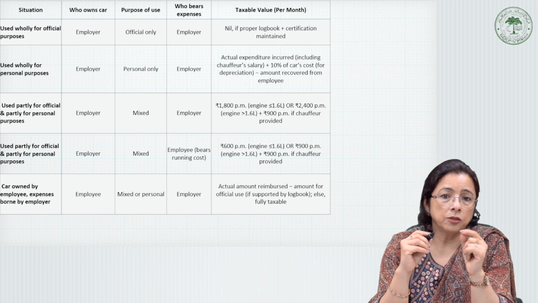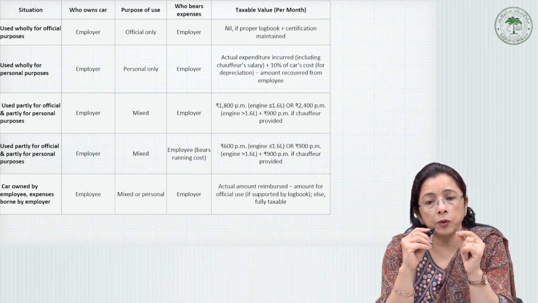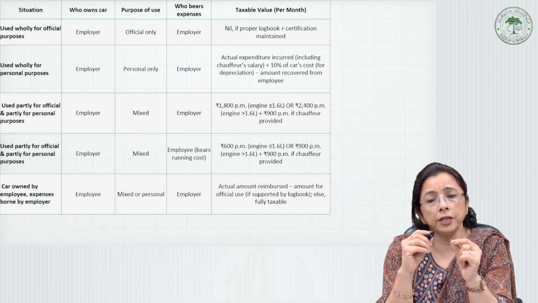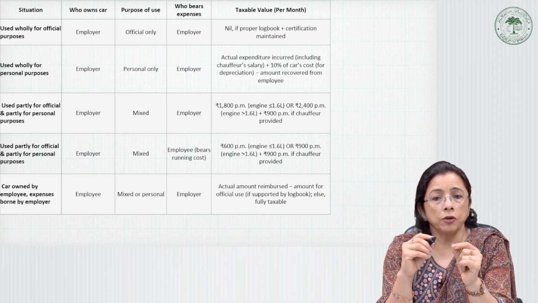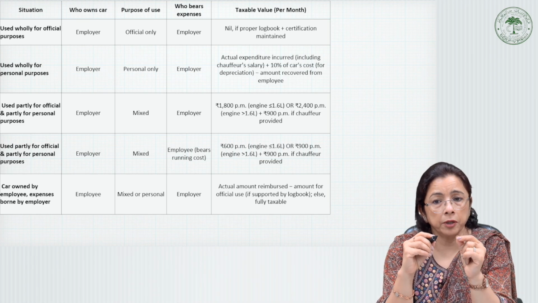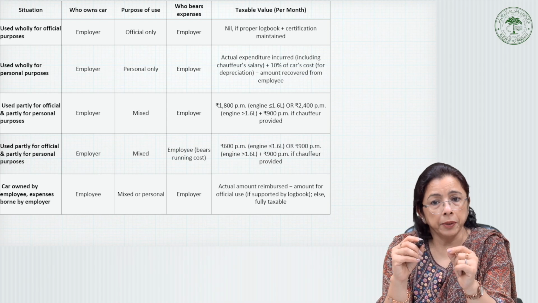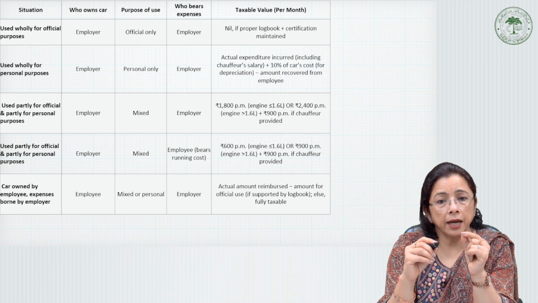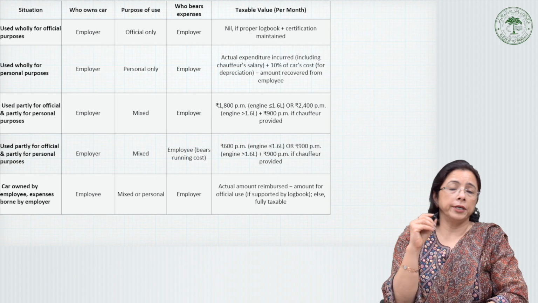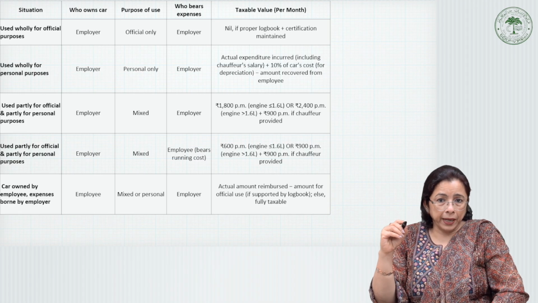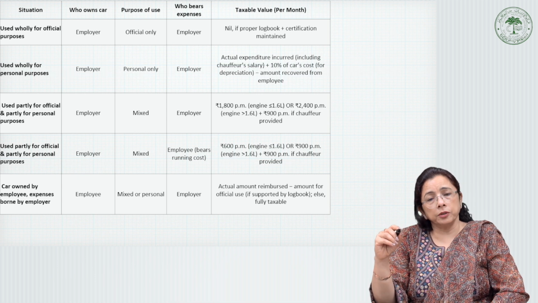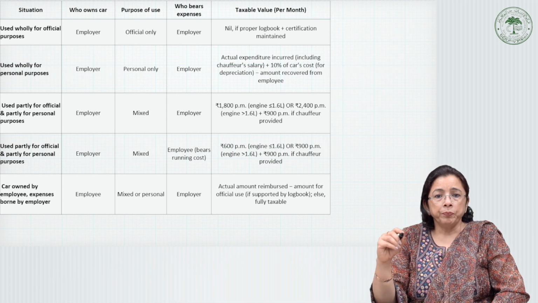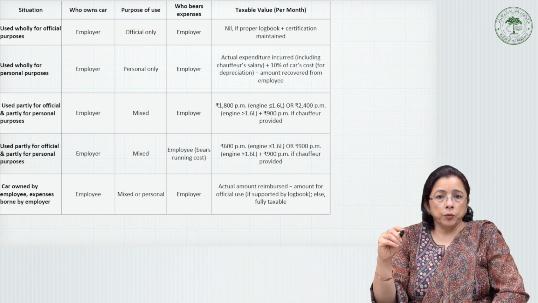So what is the second situation? When the car is owned by the employer and it is exclusively used for private or personal purposes of the employee or any member of the household. In that case, we have to again take three important points to be compared, and the least of these is charged as a taxable perquisite in the hands of the employee. What are those three important points?